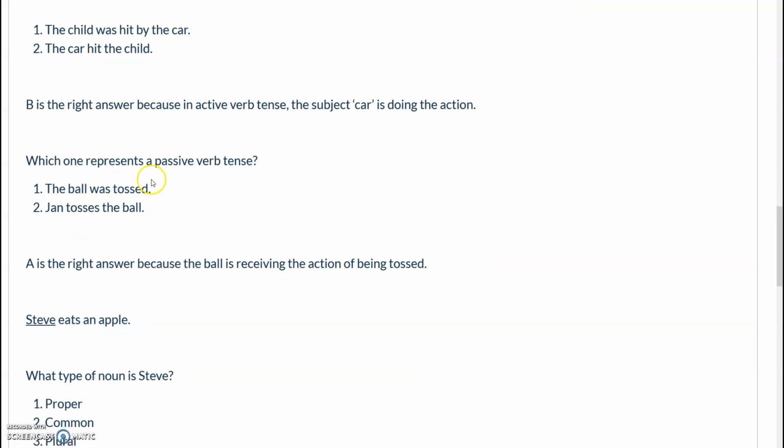Which one represents a passive verb tense? In this one, the object is receiving the action. Whenever you have an object that receives the action, then it is a passive verb tense. So the answer to this one is the ball was tossed.